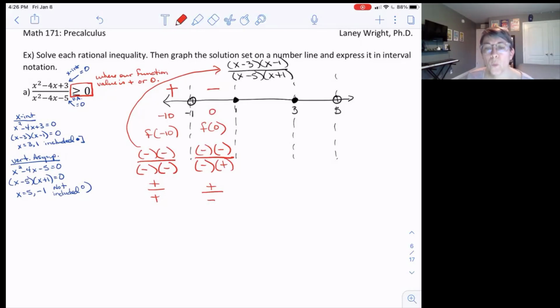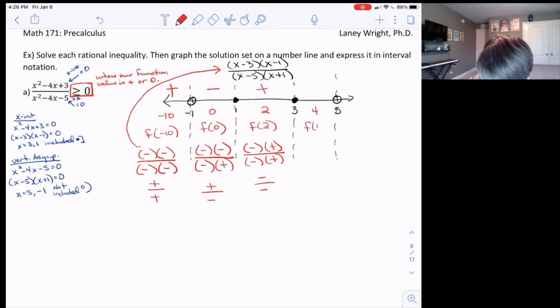Now let's plug in a number between 1 and 3. 2 looks pretty good. F of 2, again, we would have a negative times a positive this time over a negative times a positive. So this is a negative divided by a negative, which would give us a positive. Between 3 and 5, I would choose the number 4. So f of 4, that would give us a positive times a positive over a negative times a positive. So that's a positive divided by a negative.